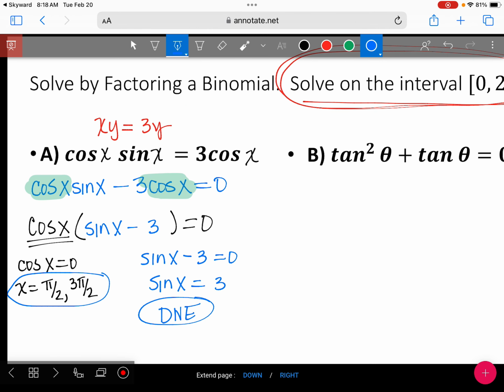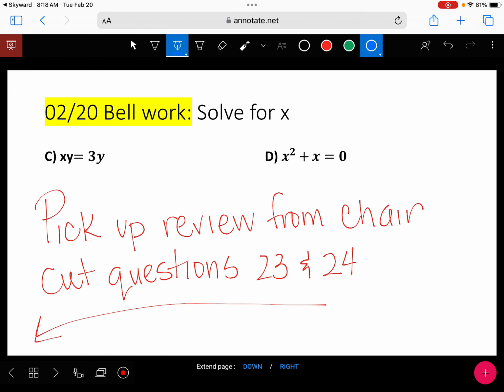For question B, if I go back to this one, B is just like x squared plus x equals 0. What would you do? What would you take out? What would be your GCF? X. And if you took out the x, what would be left over? Inside of the parentheses, what would you have? X. What would be left inside? Plus 1.